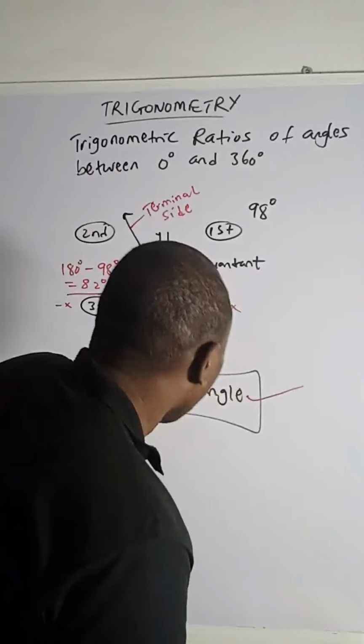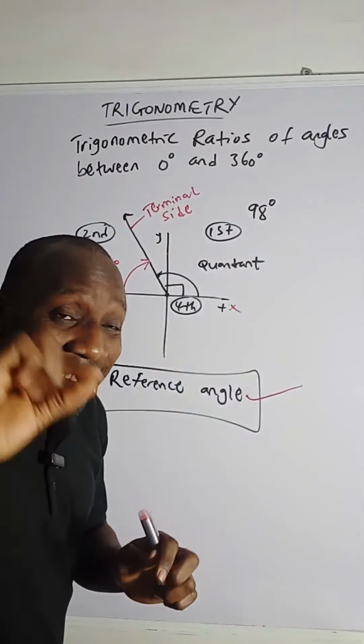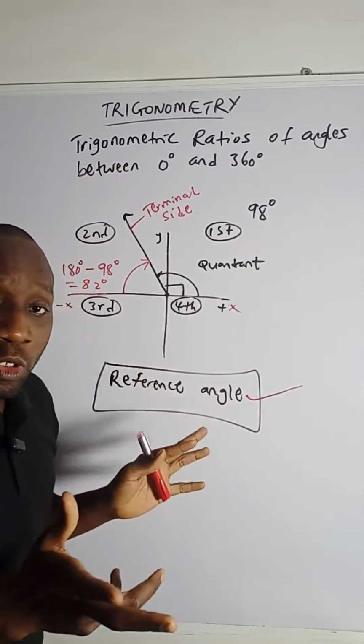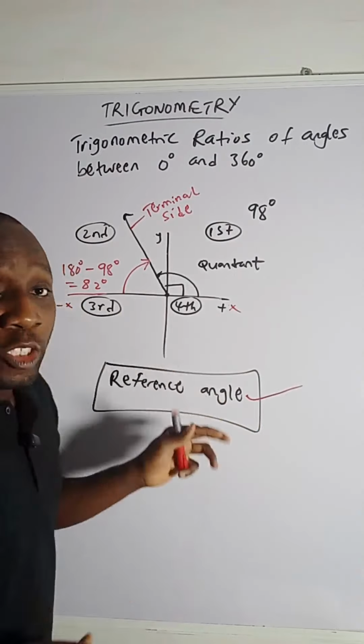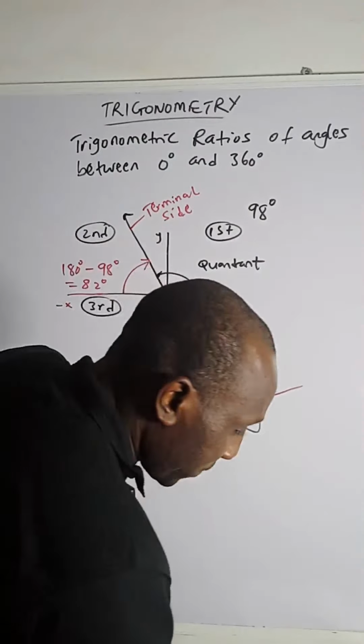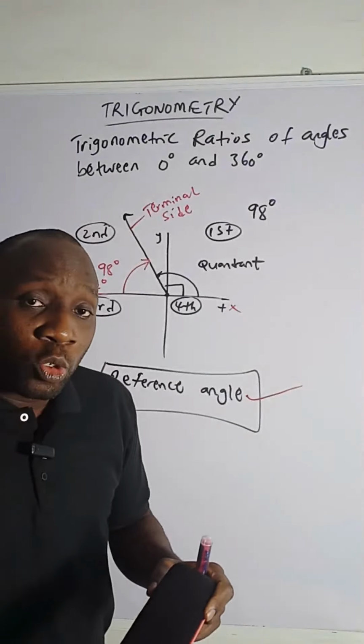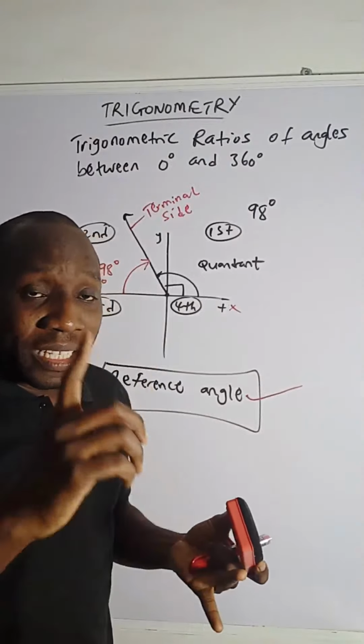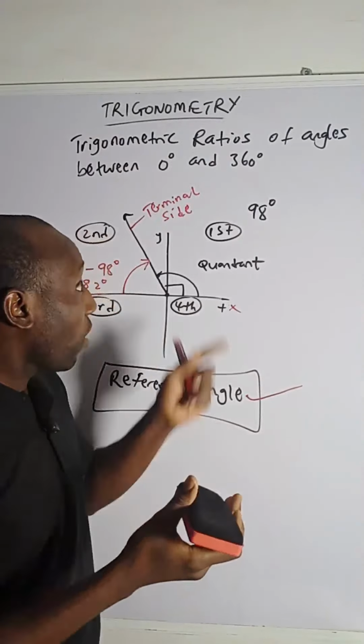Please don't get confused with this. It is what we need to get to be able to get the trig ratios of those angles. We must convert it to an acute angle, and from there get either the sine, the cos, or the tan, because it will now become a special angle in this case.